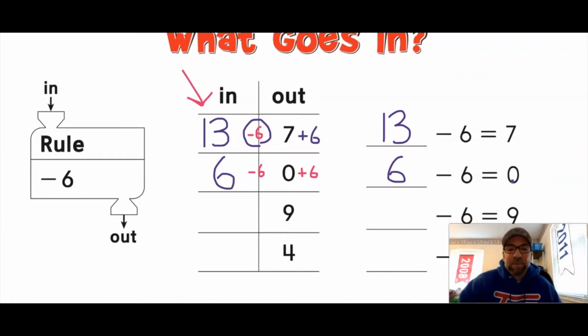Let's try the next one. Our rule is minus 6. But I'm missing my inbox. So I'm going to do the opposite of minus. Plus 6. What's 9 plus 6 more? 10, 11, 12, 13, 14, 15. Let's see if that works.